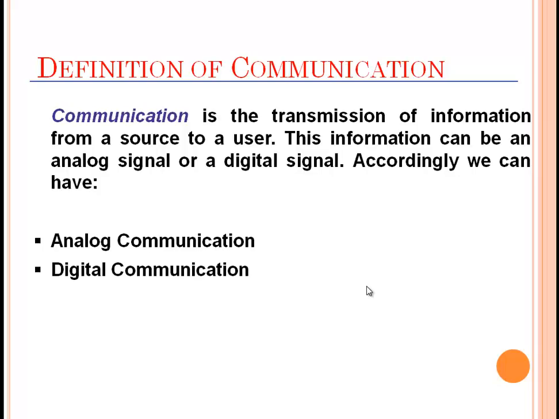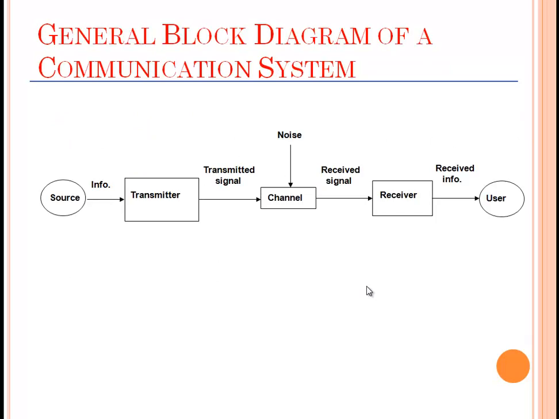So let me define first what's communication. Communication is the transmission of information from the source to the destination or the user. This information can be an analog signal or it can be a digital signal. If it is an analog signal, we need analog modulation techniques. And if it is a digital signal, we need a digital modulation technique. Accordingly, we can have analog communication or digital communication.